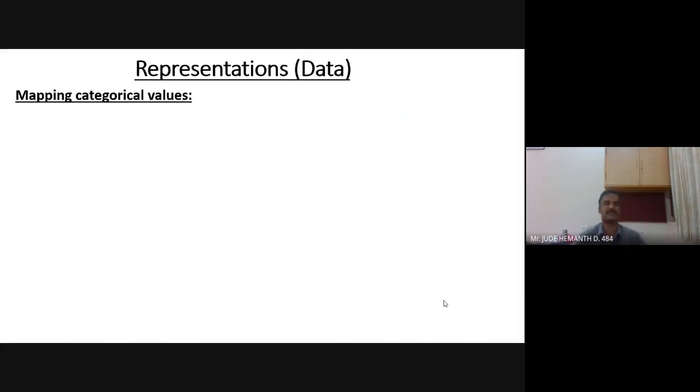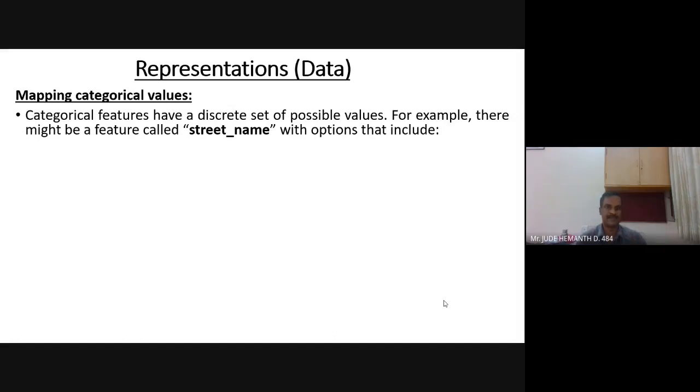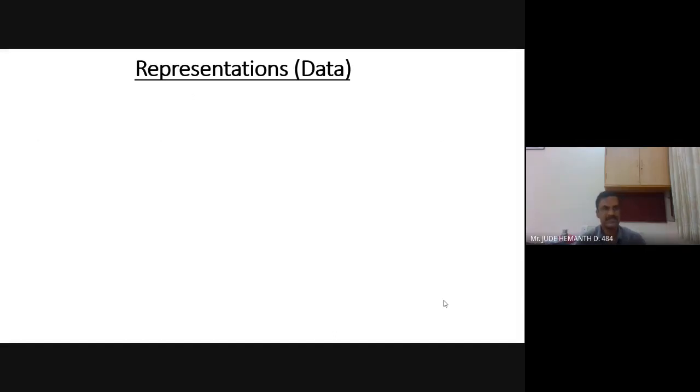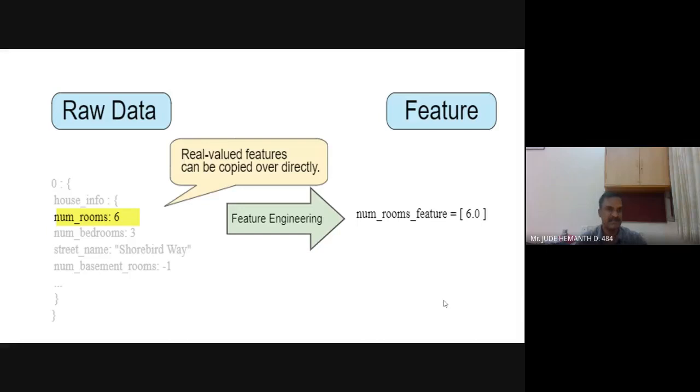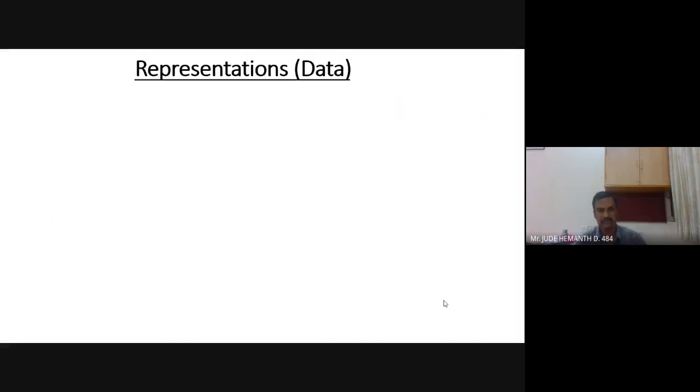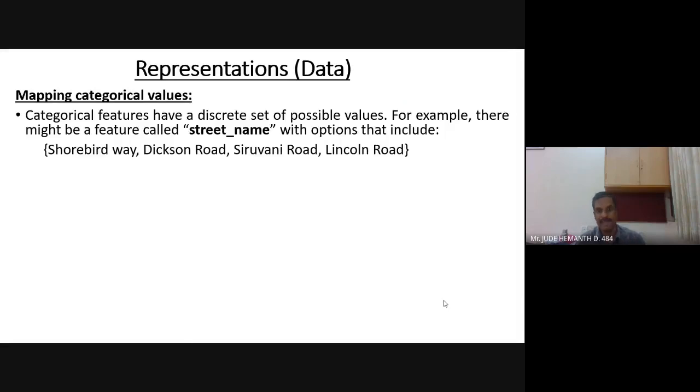The toughest representation is categorical values. Say for example, the street name. I have a street name in my data, given as Shorebird Way. This is a street name, but there may be many options. Say, for example, you are going to differentiate between a cat and a dog. Then you are going to give the cat image and also the dog image for the machine to learn.